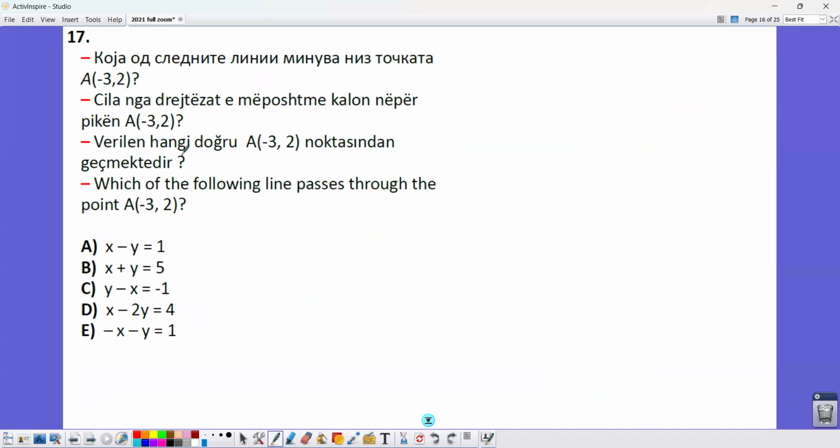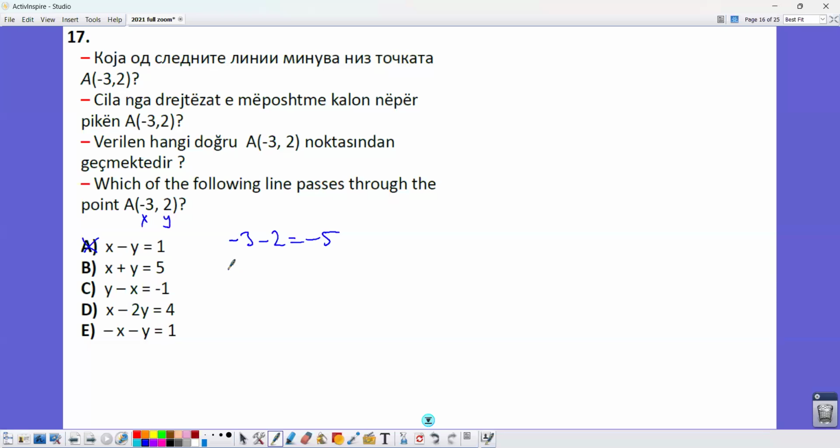We are coming to the 17th one. In the 17th one, we have: which of the following lines passes through the point A, minus 3 and 2. When you have a question like this, you need to try all the answers to see which one works. The point that is given, the first value is the x value, the second value is the y value. So here I will check A: minus 3 for x, minus 3 minus 2 will be minus 5. So it's not minus 1. This one is not correct.